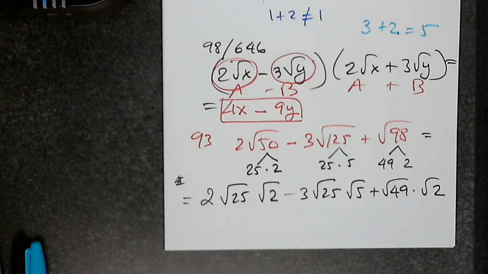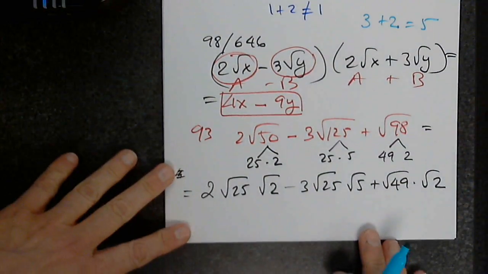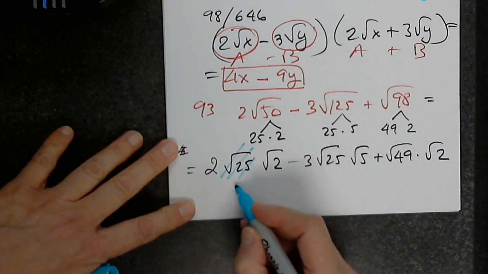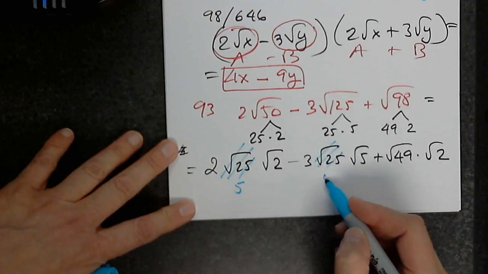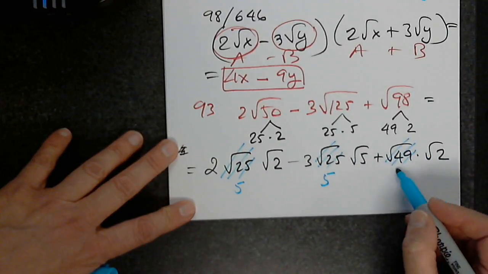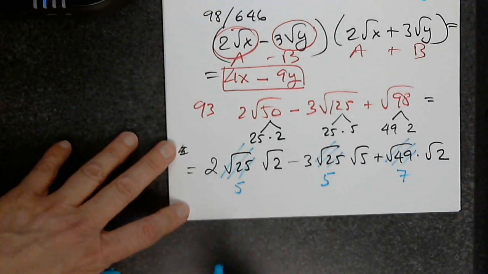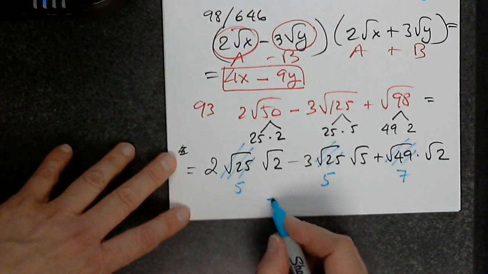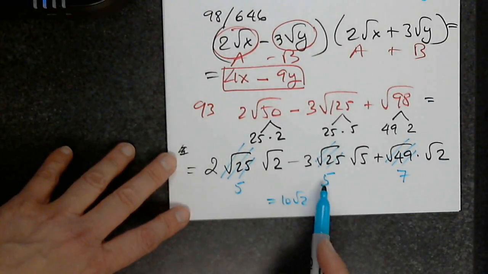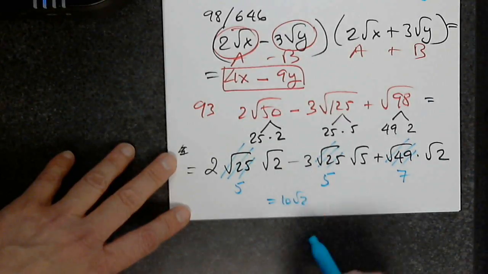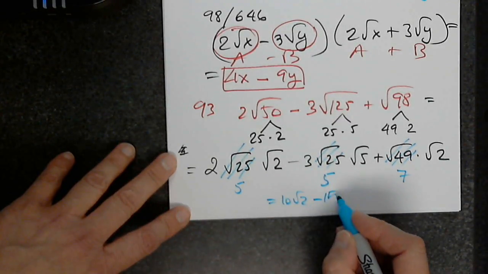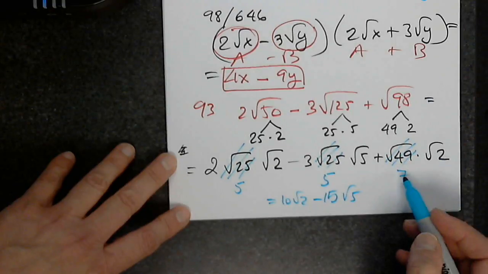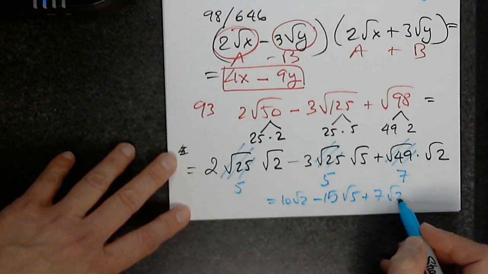What do I do next? Take out whatever. Right. This will change into 5. This will change into 5. And this will change into 7. But this 5 has to multiply the 2 in front. 10 the square root of 2. This 5 has to multiply the 3 in front. Minus 15 the square root of 5. And this is plus 7 the square root of 2.